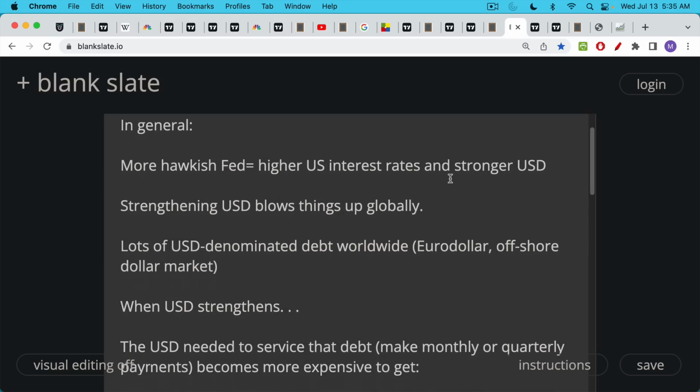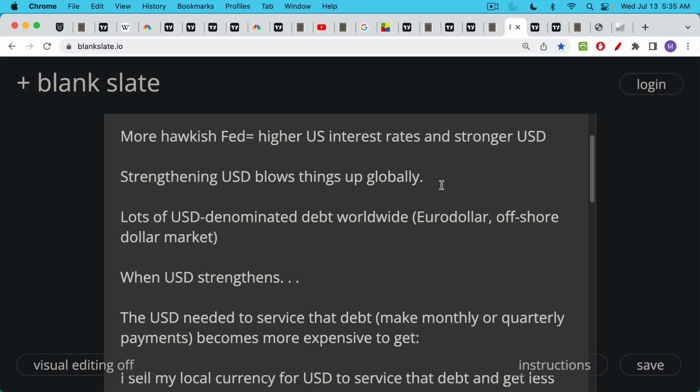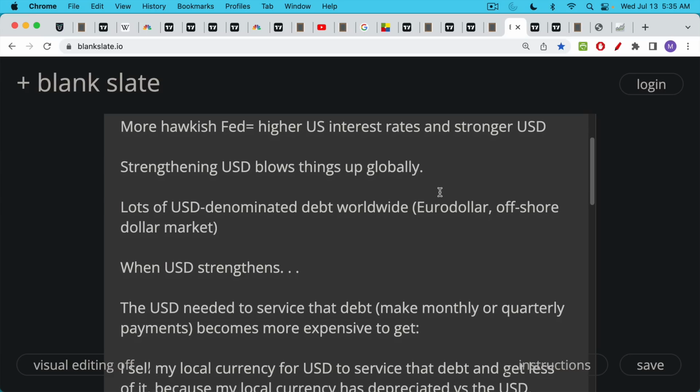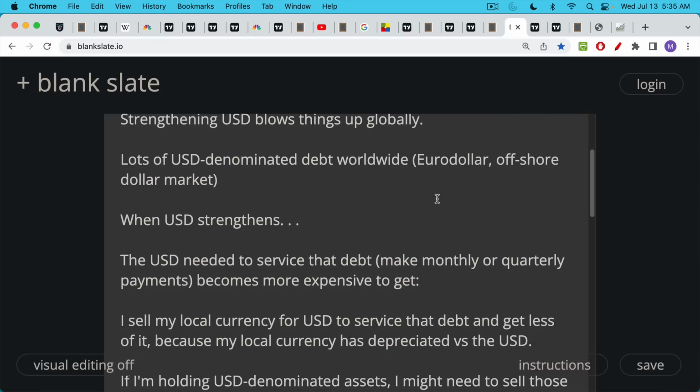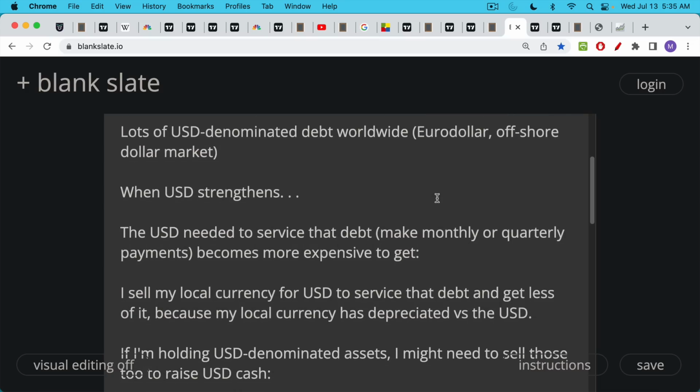One reason for this is you have lots of US dollar denominated debt worldwide. This is called the eurodollar market, basically offshore dollars that are not held in US banks. And what happens is when the US dollar strengthens, the people who have taken out this US dollar denominated debt need to continue to service that debt, in other words, to make monthly or quarterly payments, but it becomes much more expensive to get their hands on US dollars simply because the US dollar has been strengthening against all these different currencies. And so if I need to get my hands on US dollars in order to pay a monthly payment on my US dollar denominated debt, I sell my local currency for US dollars to service that debt.